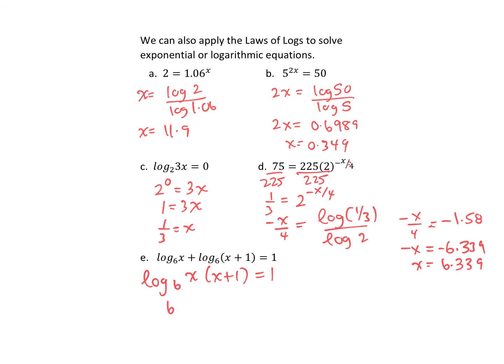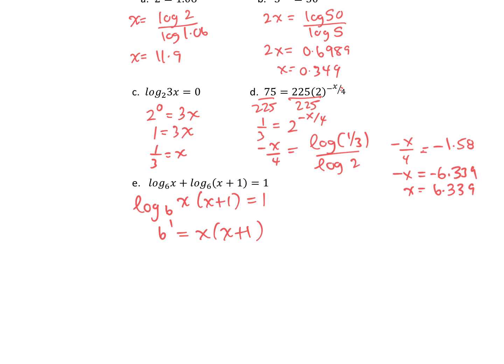Okay, in this last one, first thing I would do is change addition to multiplication. Then I'll put in exponential form. So base 6 to the power 1 equals x times x plus 1. So 6 equals x squared plus x. I want to solve for x, so let's put everything over to the right, and then we'll factor. So 3 2s are 6, so it's going to be plus 3 minus 2, and then we'll solve for x.